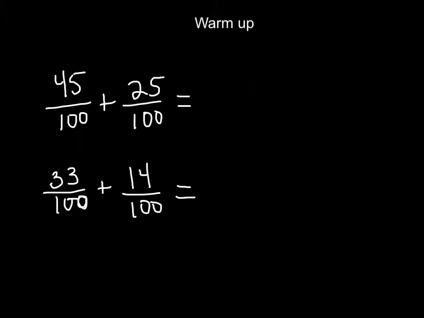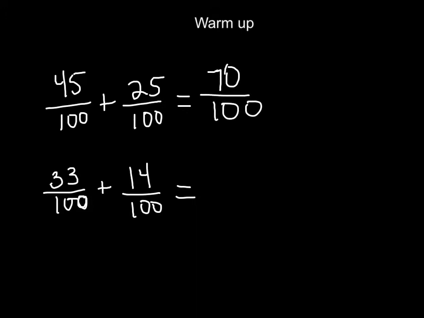Today for our warm-up we'll be adding fractions with denominators of either 100 or 10. Go ahead and get started on these problems now. We can see that for 45 hundredths plus 25 hundredths, our denominator is the same. It's both 100. So we can just add across and keep the denominator the same. So 45 plus 25 is 70. And then we keep our 100 the same.